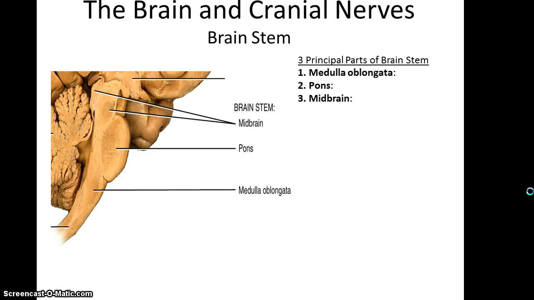So let's focus on the brainstem. The brainstem comes in three parts. You have the medulla oblongata, which is just superior to the spinal cord. You have the pons, and then you have the midbrain.